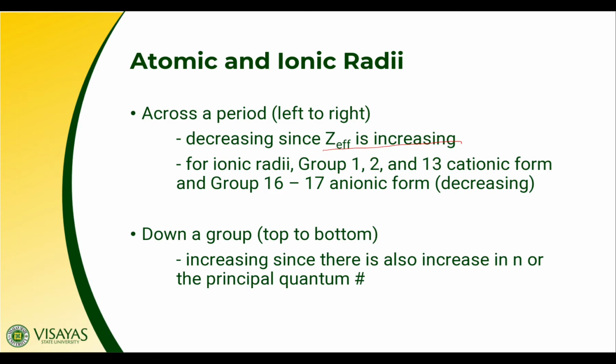Remember that for a neutral atom, we have an equal number of protons and electrons. So when do we form cations? We form cations when the atom loses electrons. So when the atom loses electrons, there are now more protons than electrons. That is why we have a positive net charge. That is why we form cations.